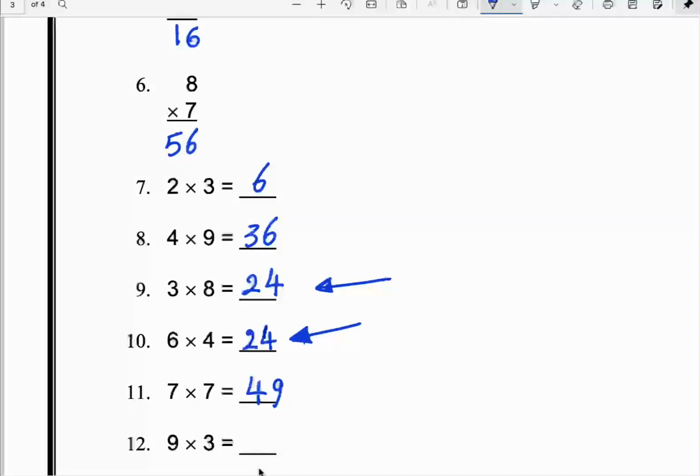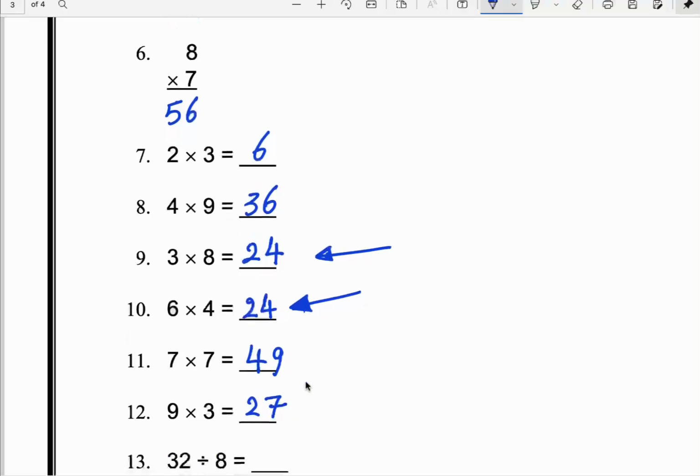And 9 multiplied by 3. 27. Excellent. Great. Thank you, my heroes. Mics off. 9 times 3 equals 27. Let's see the next question.